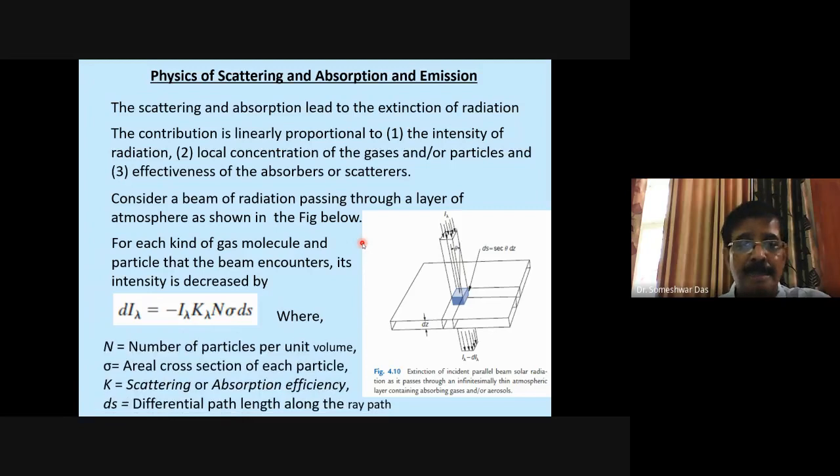Other parameters: n is the number of particles per unit volume in this intervening layer of the atmosphere. Sigma is the areal cross section of each particle present in this layer. K is the scattering or absorption efficiency, and ds is the differential path length along the ray path. So this is the decrease in the intensity of the radiation as it passes through this layer of the atmosphere because of the presence of all kinds of particles in this layer.